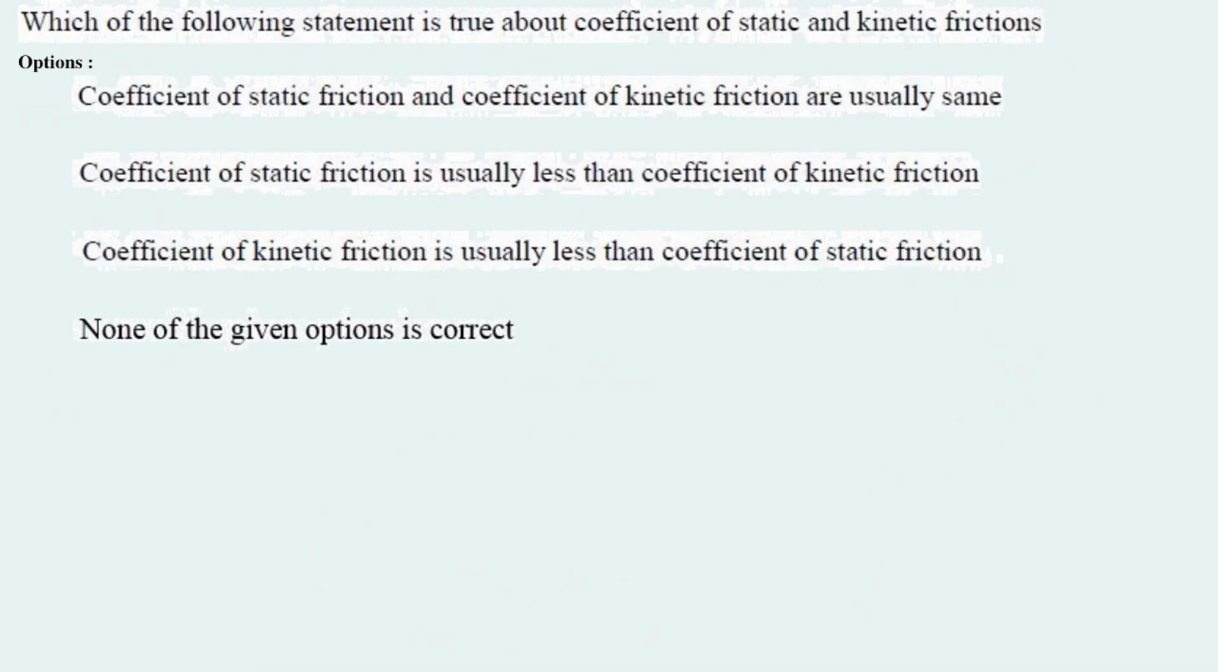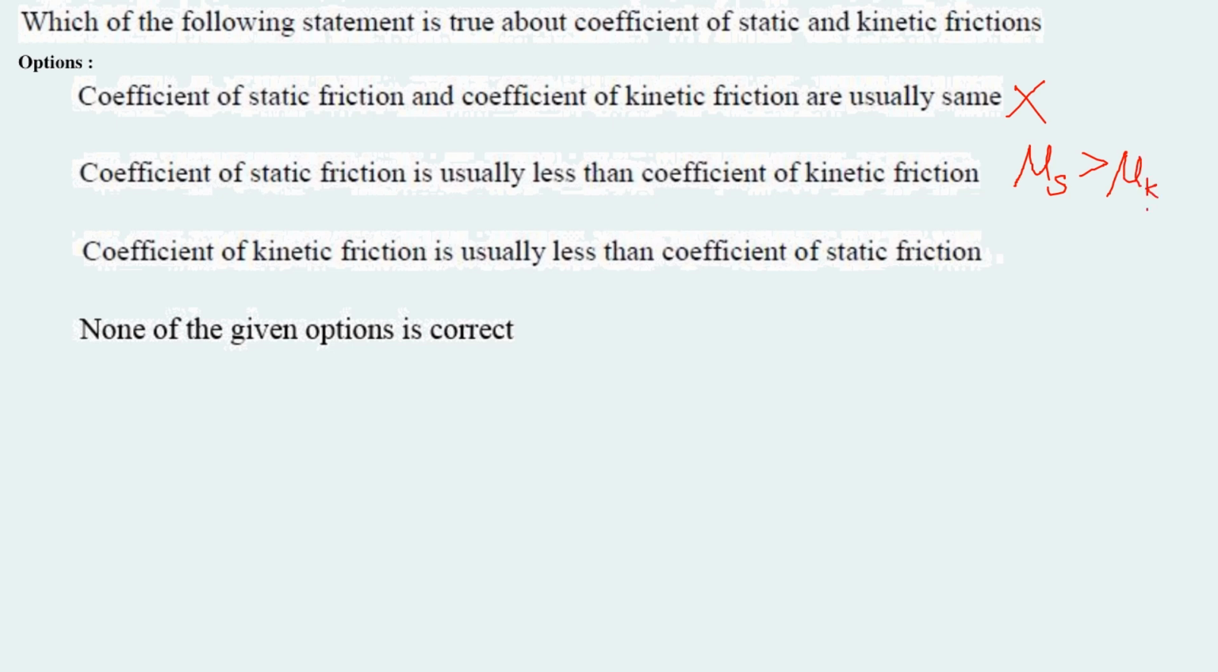Let's have a look at this question. Which of the following statements is true about coefficient of static and kinetic frictions? Coefficient of static and coefficient of kinetic friction are usually the same. This is false because we know the coefficient of static friction is usually higher than the coefficient of kinetic friction.